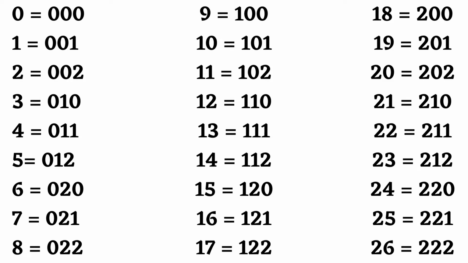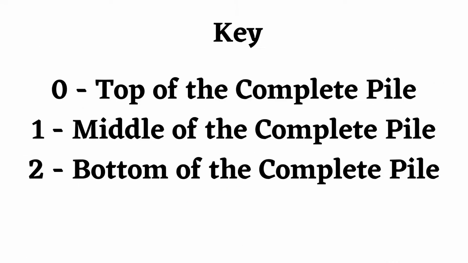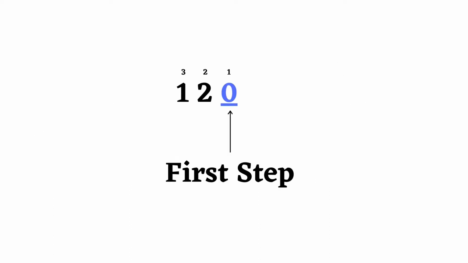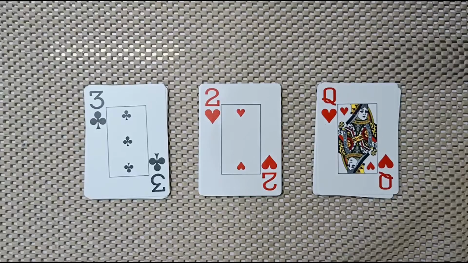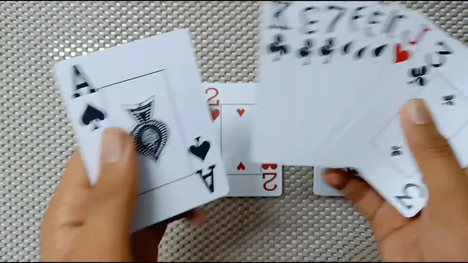In my example, I have to refer to the number 15, which is 120 in ternary form. These 3 numbers are the keys for picking these piles up. 0 stands for top, 1 stands for middle, and 2 stands for bottom. Right now, we only need to look at the first digit from the right, which is 0. That means that the volunteer's pile needs to be on top of the other 2 piles. This pile has the volunteer's card, the Ace of Spades, in it.